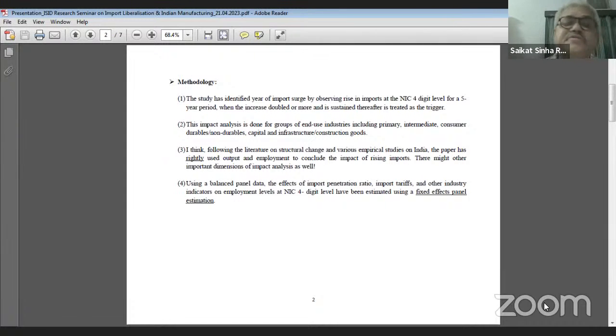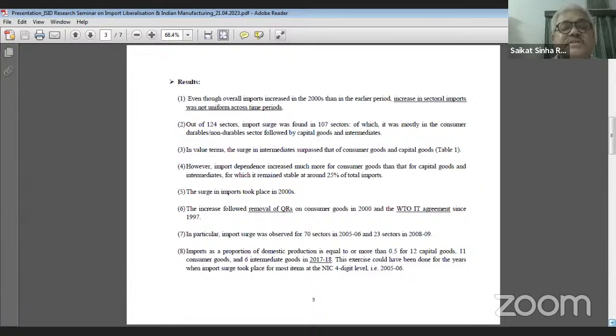Now, I should mention the version of the paper which we received is different from what Rama has presented during her presentation. She has some new variables for presentation. What results did she get?